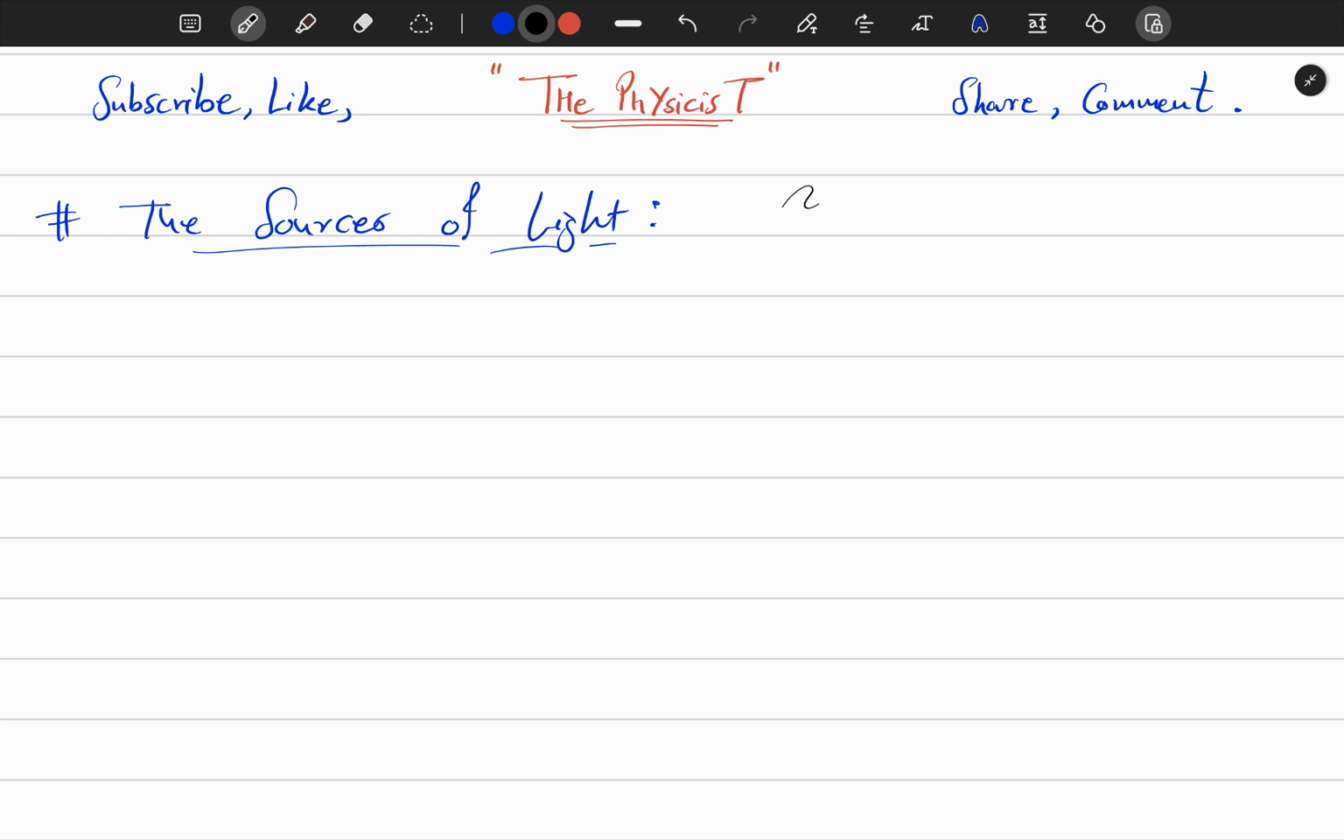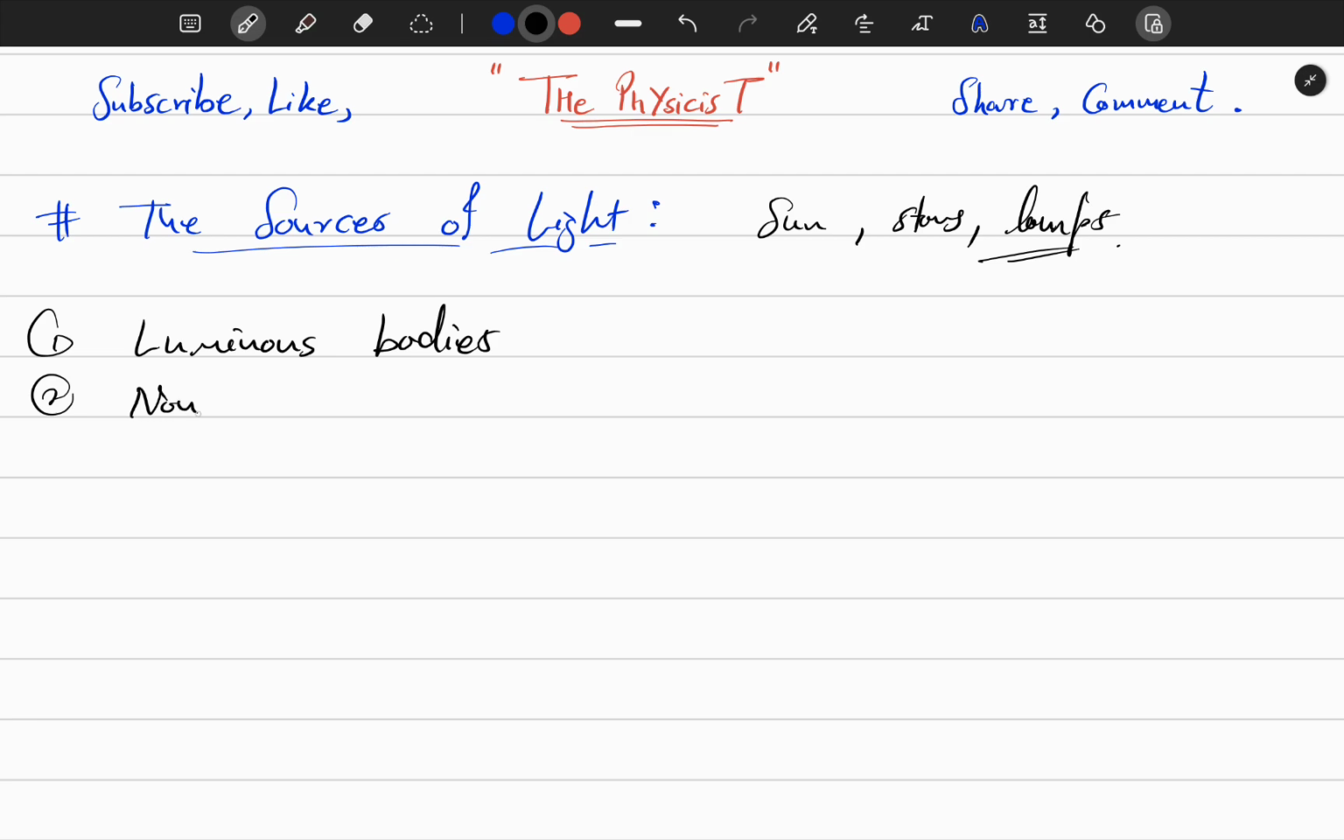The sun, stars, lamps, these are the things that give off light. They are called luminous bodies. Other objects such as moons, mountains, trees, etc. are the non-luminous bodies. So there are two types of bodies: luminous bodies and another is non-luminous bodies.